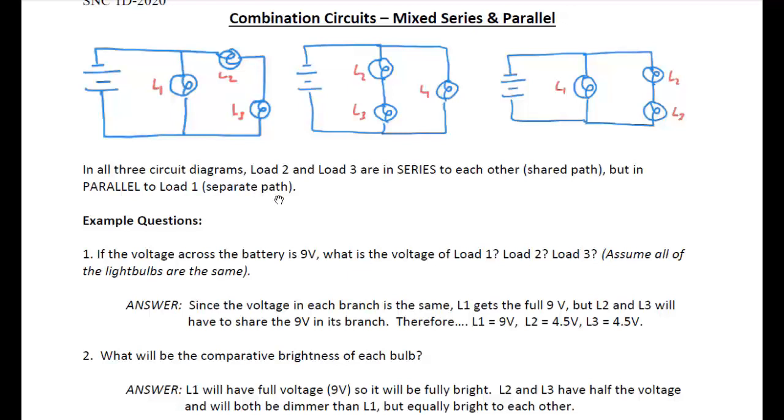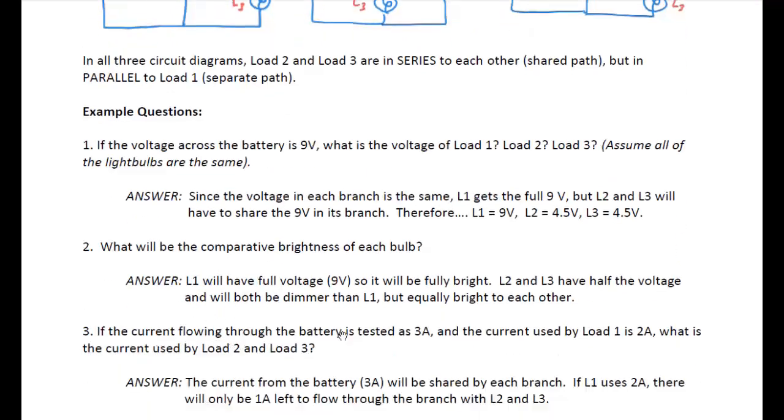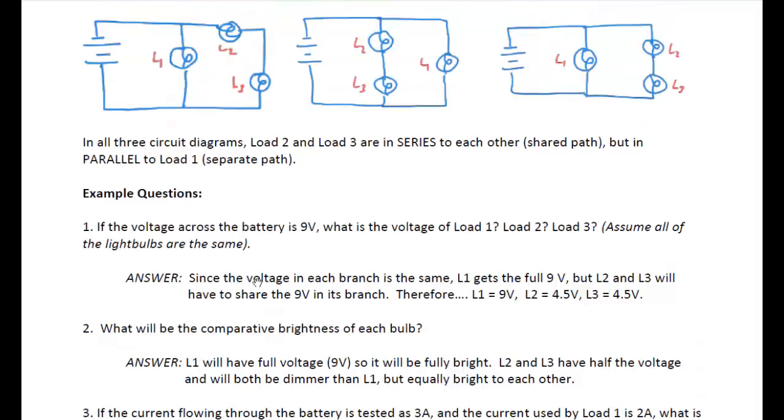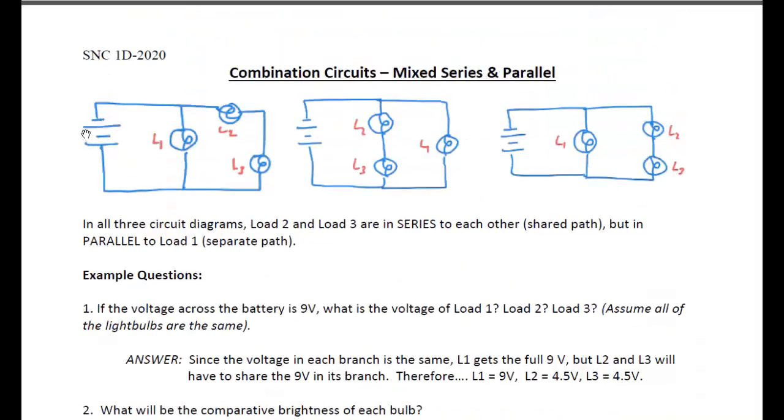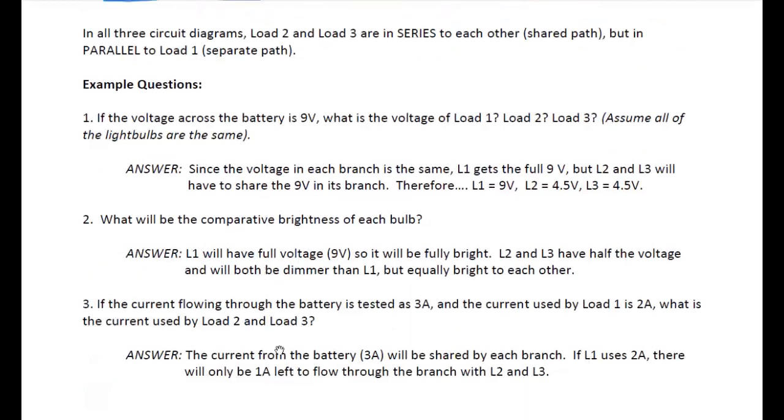Now, we're going to test, and the next question is, if the current flowing through the battery is tested as 3 amps, and the current used by load 1 is 2 amps, what's the current used for load 2 and 3? Well, again, we got 3 amps coming out in this section here, and anywhere along the shared pathway will be 3 amps. If this pathway is using 2 amps, that means there's only 1 amp left for this entire pathway. So you'll have 3 amps testing along this portion, 2 amps along this portion, and only 1 amp available for this part of the unique pathway right back here. And that's what your answer says down here.